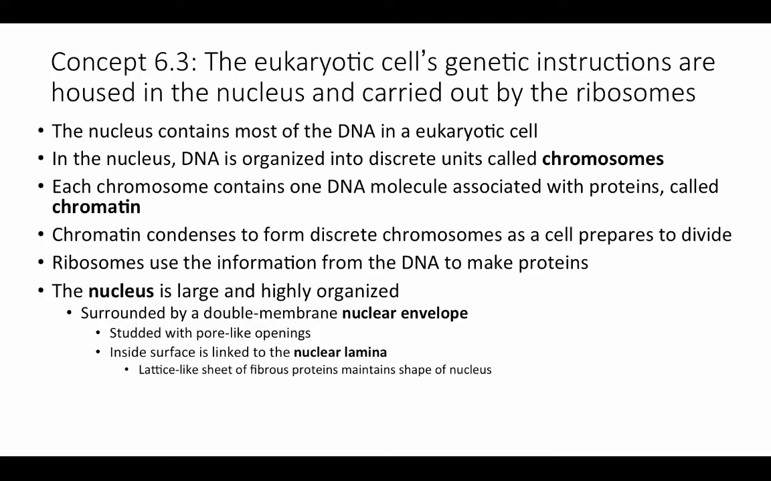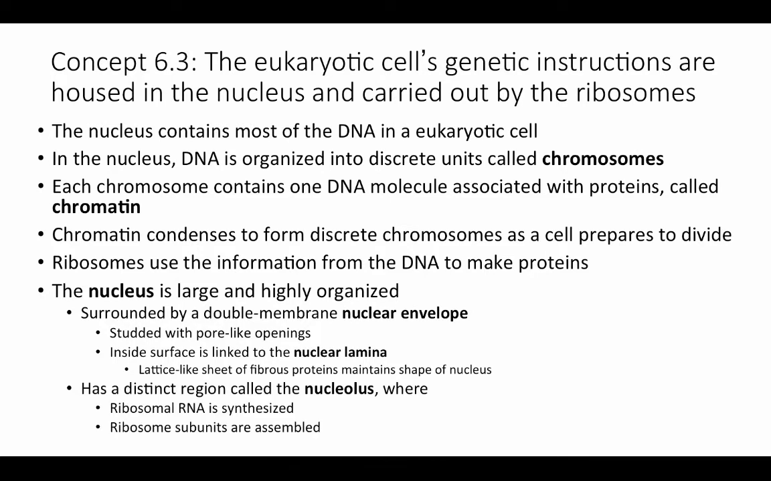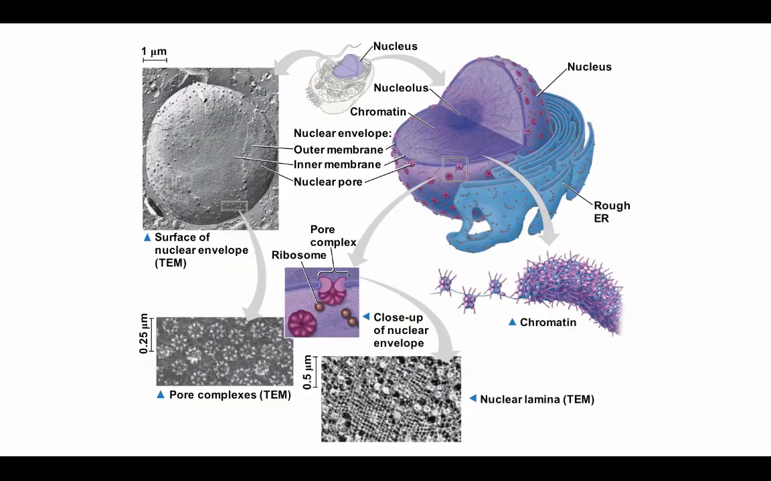And this is called the nuclear lamina, and that is a sheet of these fibrous proteins, part of the cytoskeleton that maintains the shape of the nucleus. The nucleus has a distinct region called the nucleolus, where ribosomal RNA is synthesized and the ribosomal subunits are assembled. We'll talk more about what ribosomal subunits are as we get to ribosomes. So here we have some images of what all of this looks like. Here is a transmission electron micrograph showing the little bumps. These are the little pores in the nuclear envelope where those messenger RNAs are going to come through.